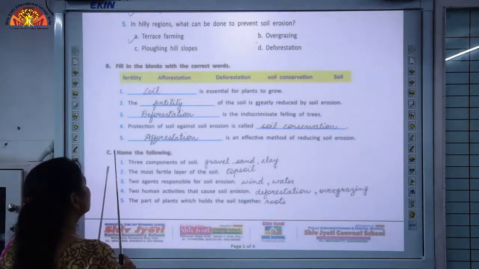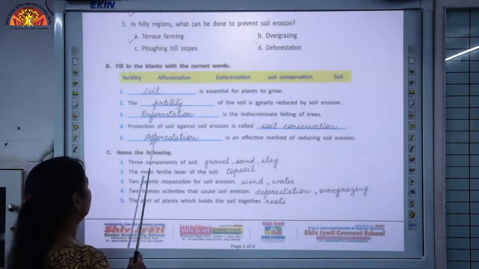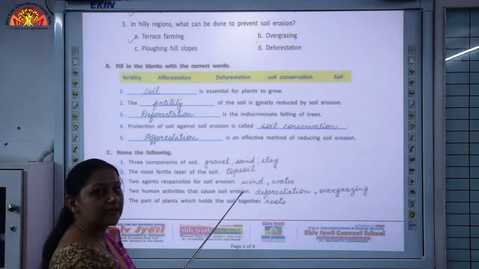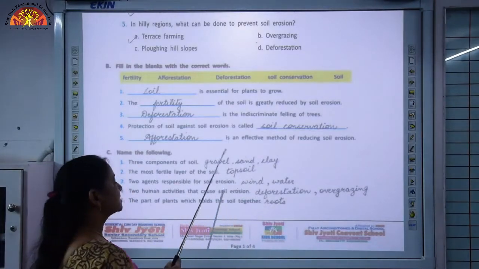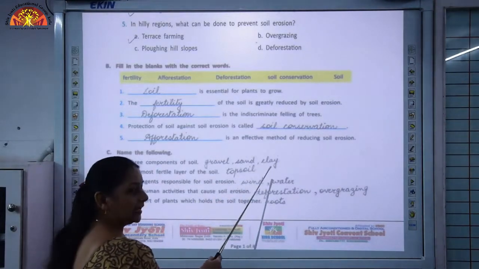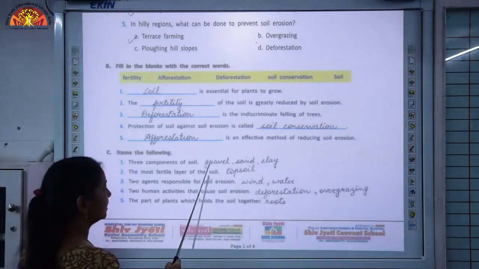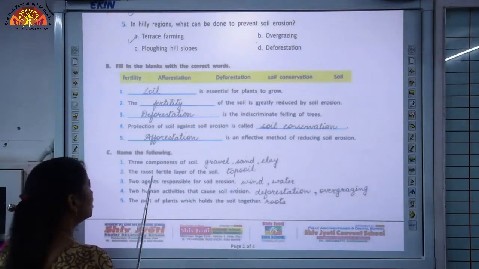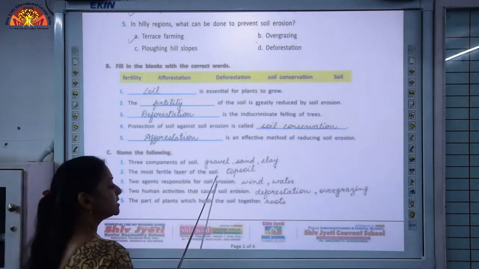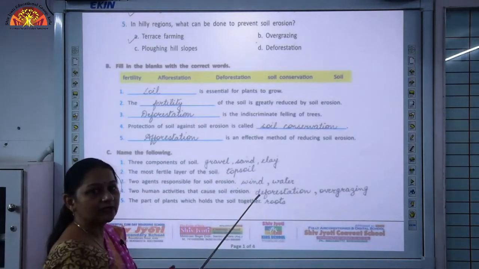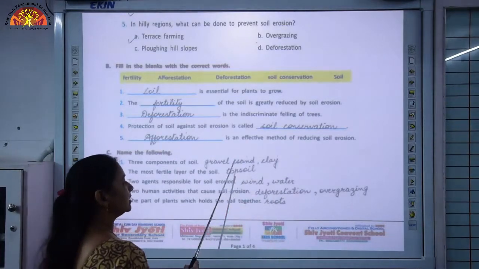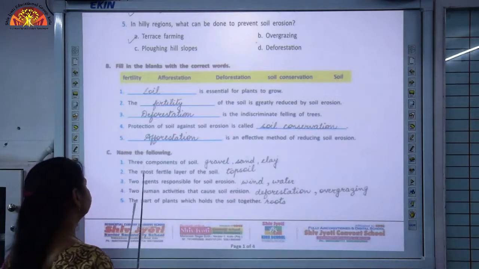Then C question, name the following. 3 components of soil. Soil has 3 components, that is gravel, sand, clay. Many others are there, but we are going to write 3: gravel, sand and clay. Second, the most fertile layer of the soil. The most fertile layer of the soil is the topmost layer, and that topmost layer is called the topsoil.